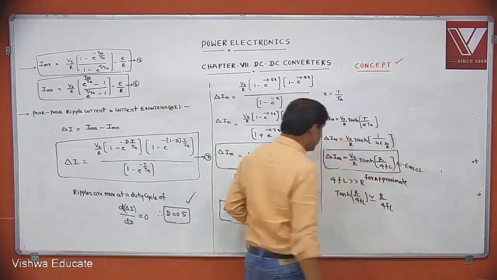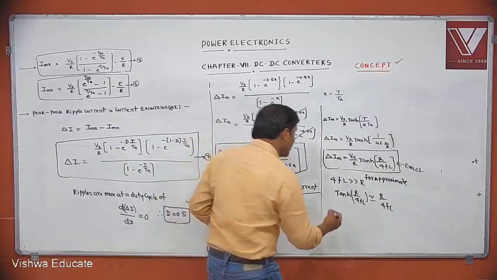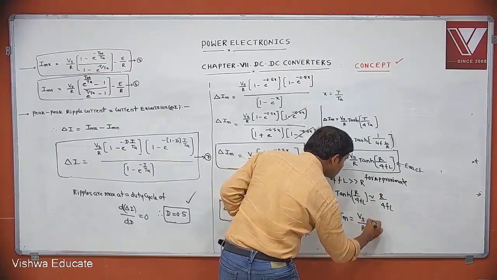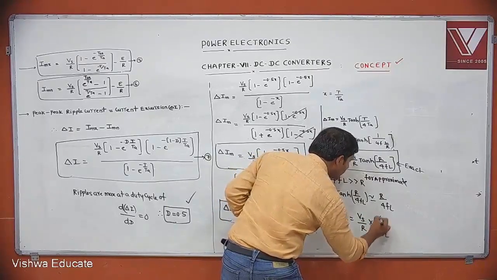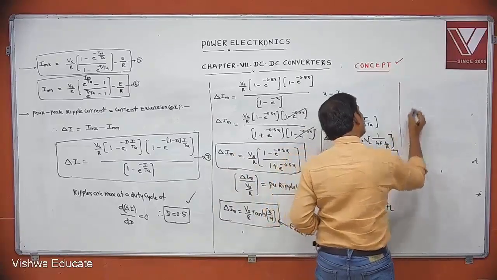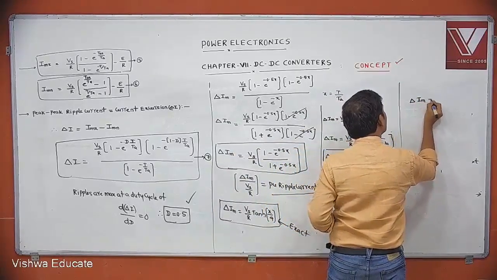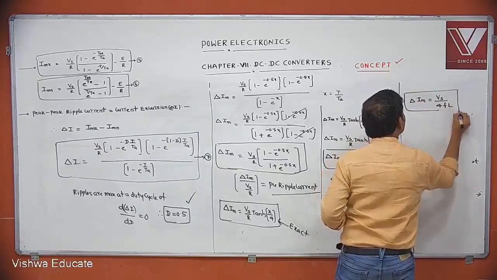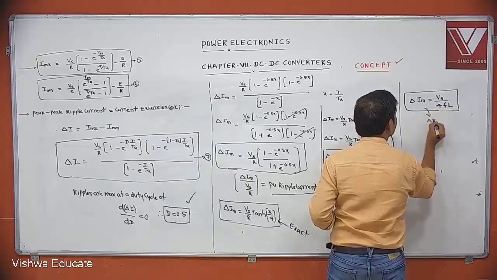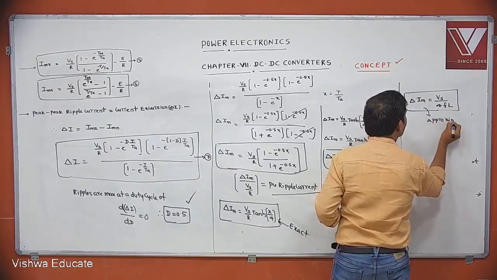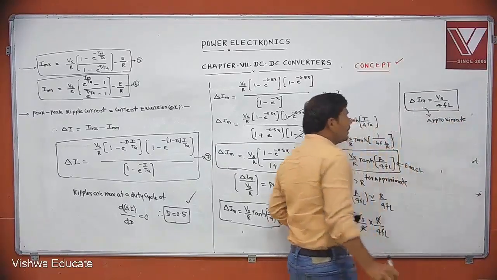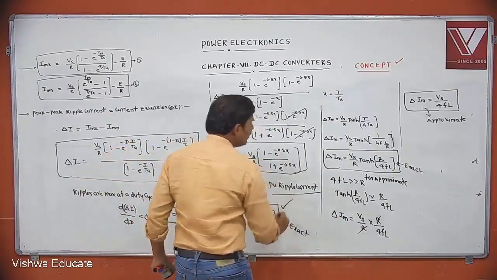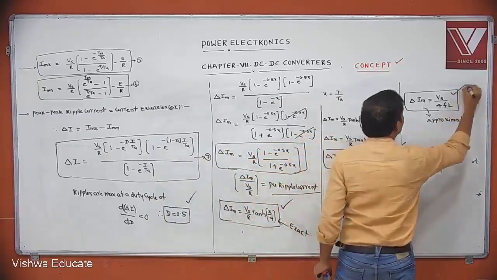If tanh of R by 4FL is nearly equal to R by 4FL, then what maximum value of ripple current can we get? Maximum ripple current equals Vs by R into R by 4FL. Then R and R cancel. Then the maximum ripple current delta Im equals Vs by 4FL. This is the approximate value of maximum ripple current in the case of type A chopper, Vs by 4FL. This expression you remember, and this also, and this also.